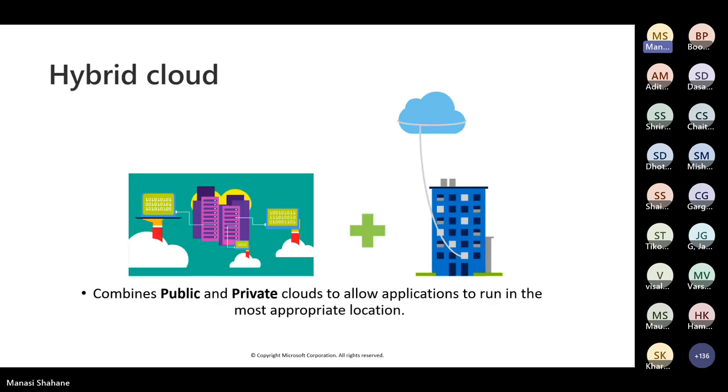Then if you want the benefit of both, let's say you have some applications running on the private cloud, and your private cloud is full, it cannot accommodate many more services, but you want to scale your services. So what you can do is deploy some of those same services onto the public cloud. You can combine both these clouds, and that is called the hybrid cloud.